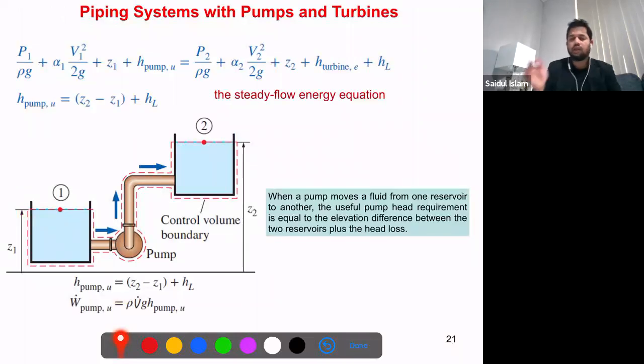This is the equation you need to use in the final exam. Okay, you can take notes. This is the equation you need to use in the final exam for this pumping problem. You will get a question where you need to calculate the friction loss, the head loss, and the pumping power. That is the sort of question you need to solve in the final exam.